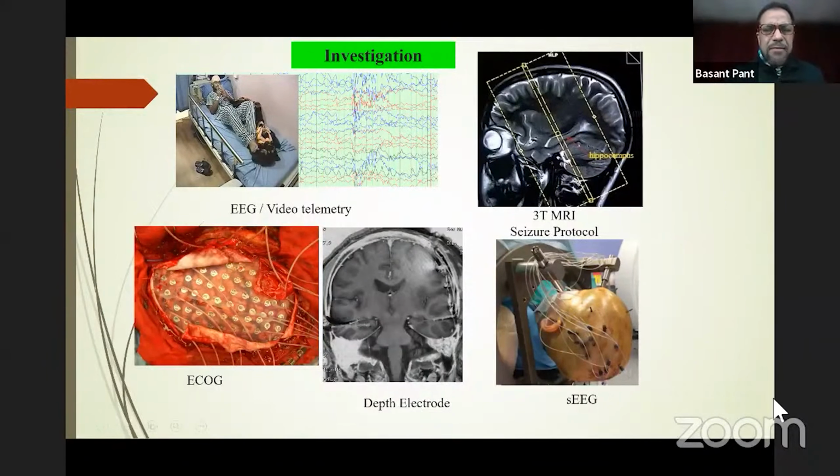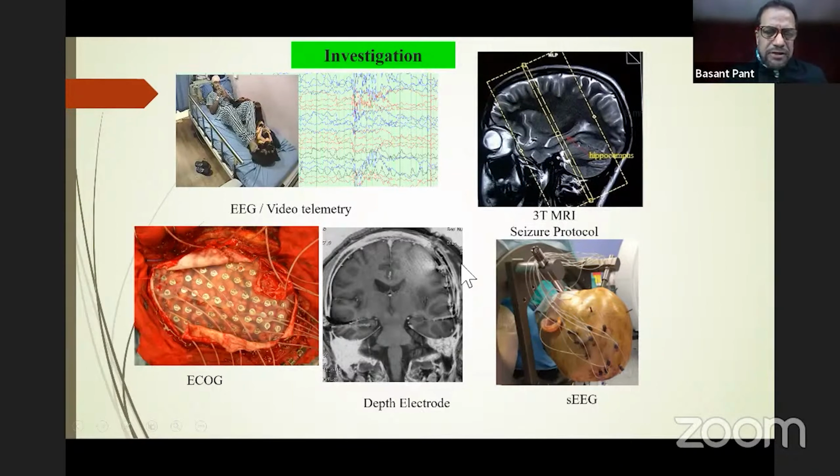So in the same way, epilepsy surgery will also have levels. Level 1 epilepsy surgery, level 2 epilepsy surgery, level 3 epilepsy surgery. Depending on that, you can start and then gradually build up. That's what I did in the past 20 years. I started very, very humbly, and now we are doing more complicated cases as well.